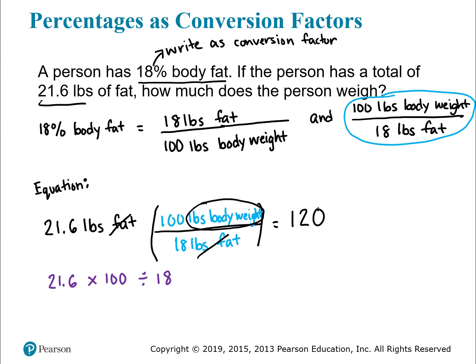Your calculator will tell you 120, and this is one of those rare times where it gives you the right number of sig figs. The 18% has only got 2 sig figs. 21.6 pounds of fat has 3 sig figs. We can only use 2. Are we ready to try a similar problem?